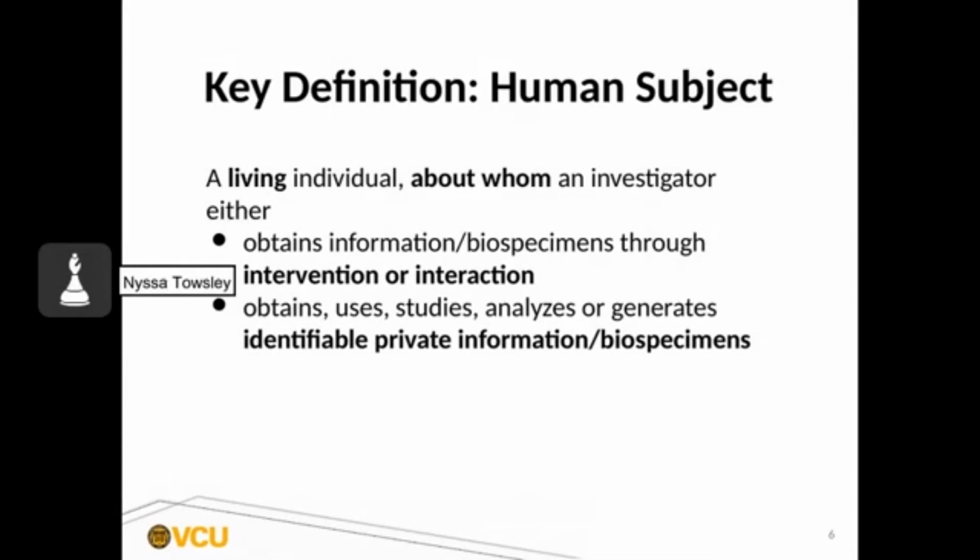Our next definition is human subject. According to the regulations, a human subject is a living individual about whom an investigator either obtains information or biospecimens through intervention or interaction, or obtains, uses, studies, analyzes, or generates identifiable private information or biospecimens. That second part of the definition is crucial to understand because it means that even if you never meet or talk to or interact with a person, they can still become a subject of your research if you use their private information. This is how studies utilizing retrospective data can become human subjects research.